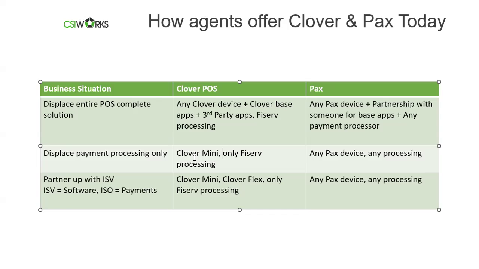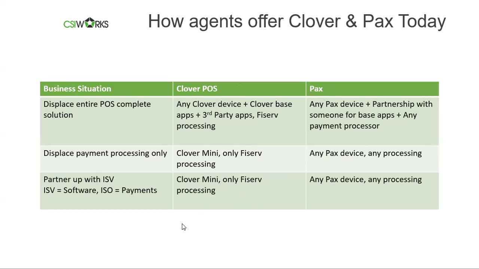And then partnership with an ISV, where the ISV does the software and the ISO does the payments. And then Clover Mini. I'm pretty sure that Clover Flex is not an option, so it's going to be like this. And then any PAX device and any processing. So you kind of get the idea.